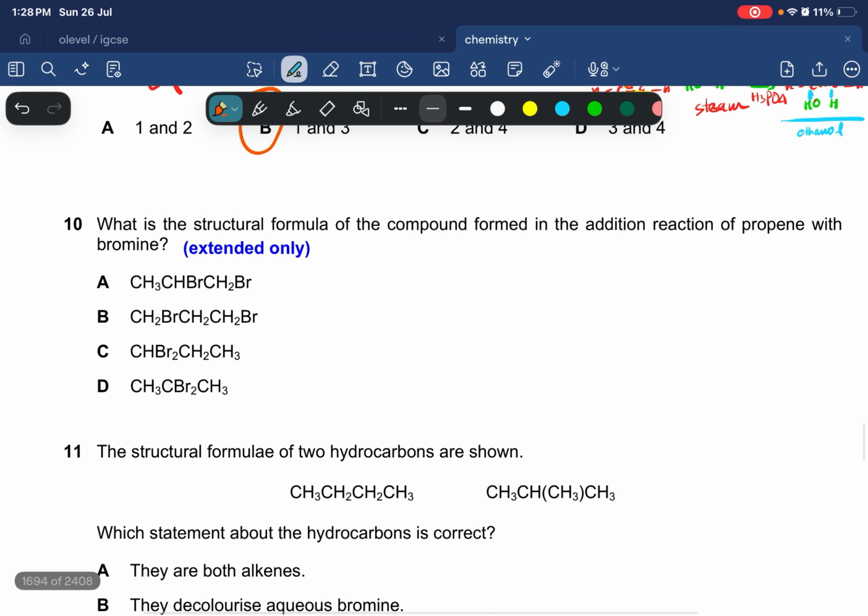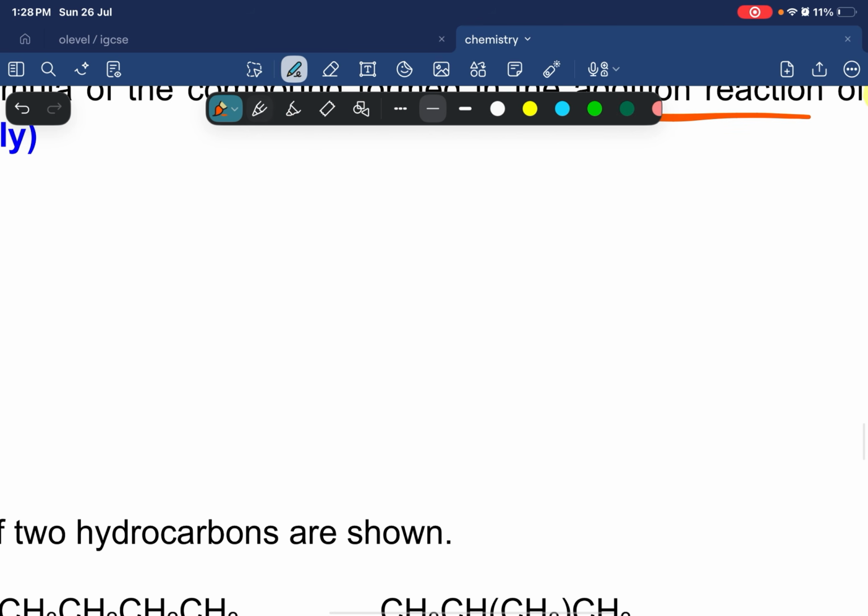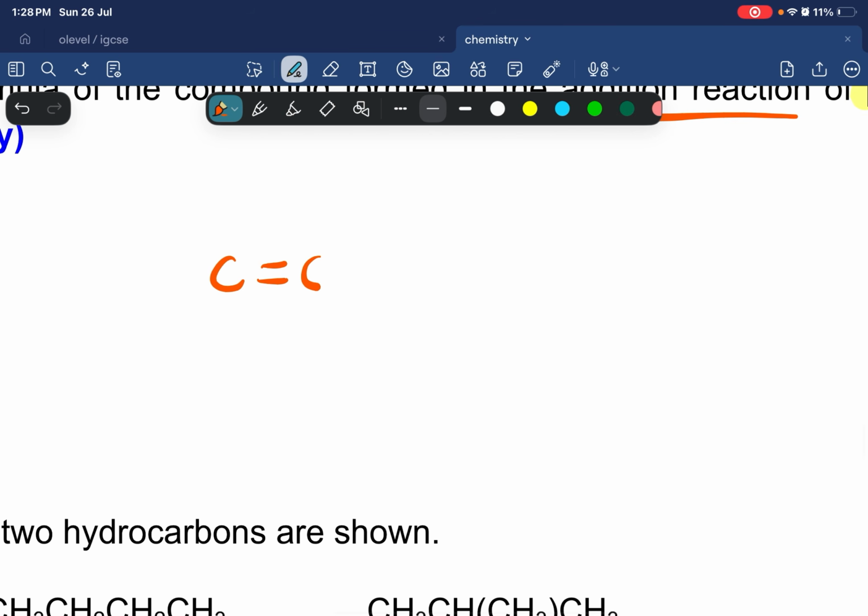What is the structural formula of a compound formed in the addition reaction between propene and bromine? So we have propene. Propene means that you have carbon double bonded to carbon, and then you have a single carbon, H, H, H, H, and H.